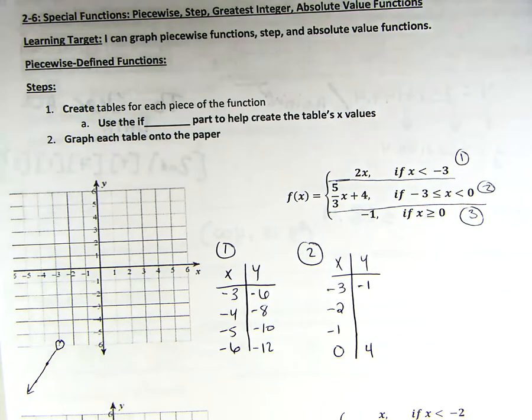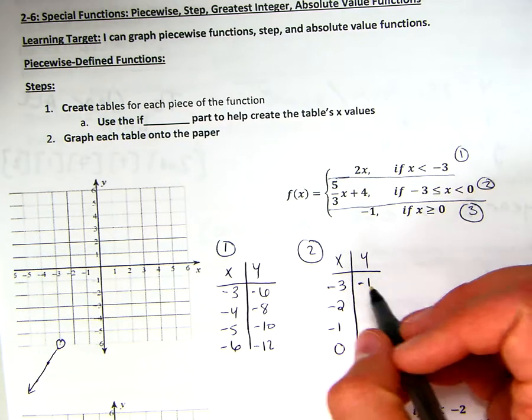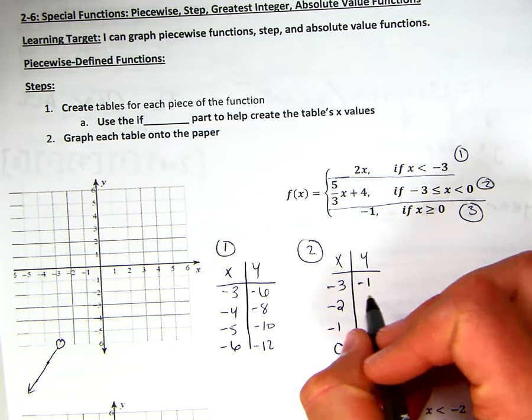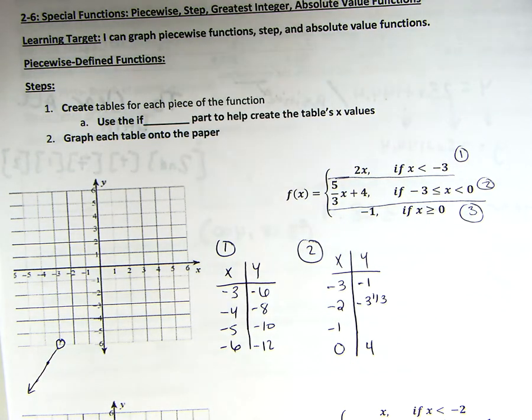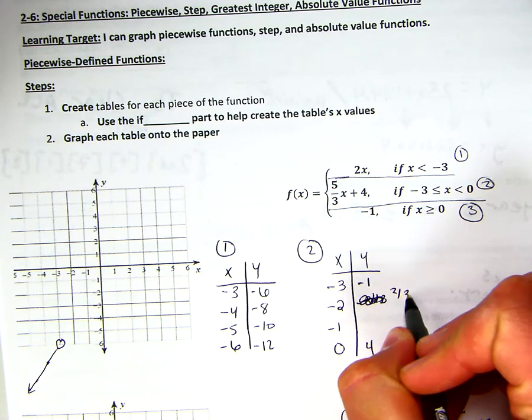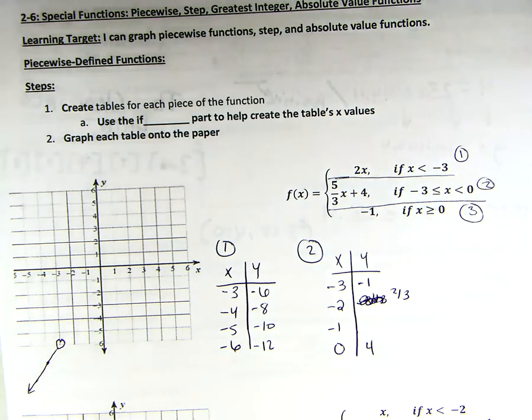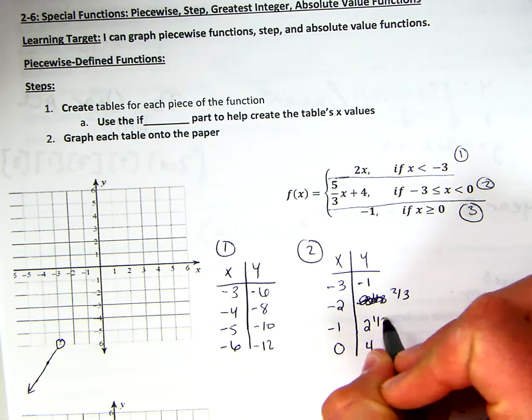So when you plug in -2, you're going to have to do it in the calculator. I'll get you those answers real quick. So you have 5/3 times -2, and you get -3 1/3 plus 4, which is just 2/3. And when you have -1, you'll have -5/3 plus 4, and you'll have 2 1/3.